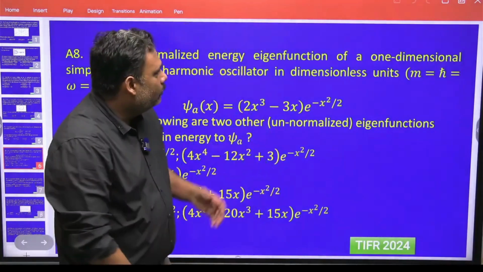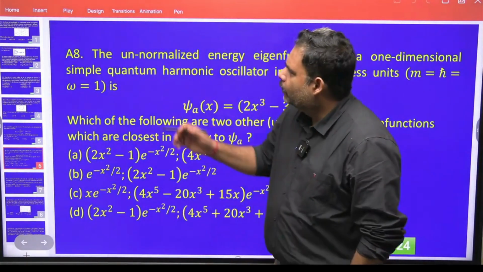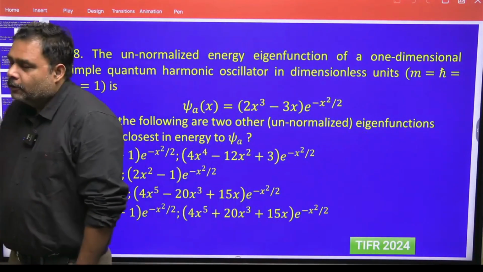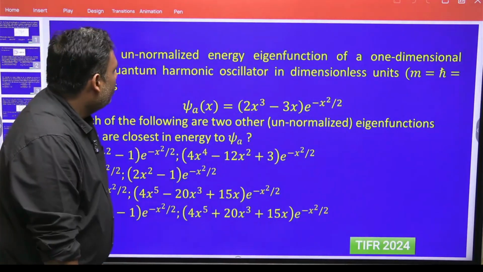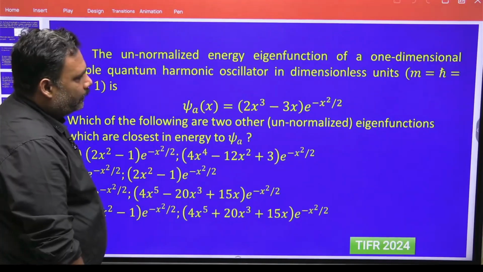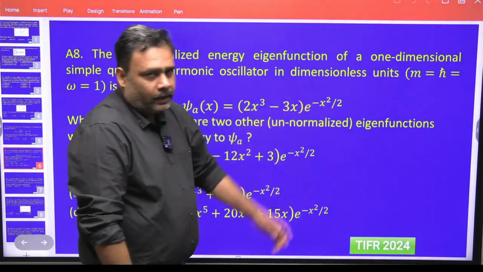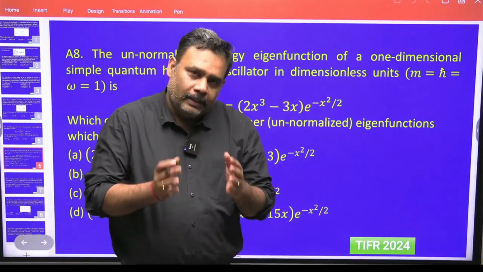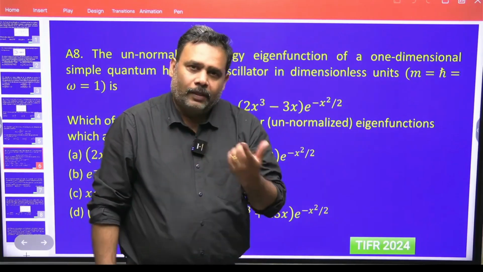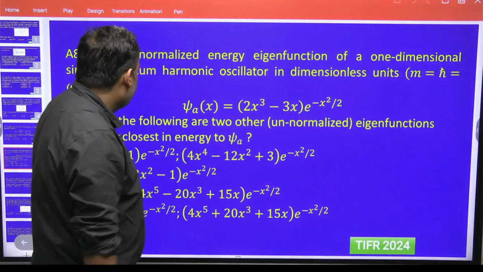Everyone. So let's try to solve one more problem from TIFR 2024, and it's a very simple question, straightforward but very conceptual. So what is that? It is given that for a harmonic oscillator, one particular wave function is given. And you can see there is some algebraic part and another is Gaussian part. The algebraic part is the Hermite polynomial, and the Gaussian part is due to just square integrability. So you have to understand all these things.